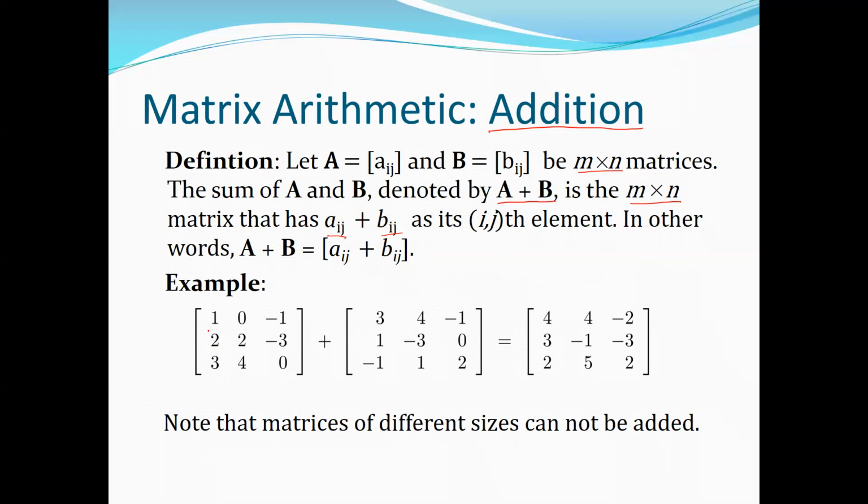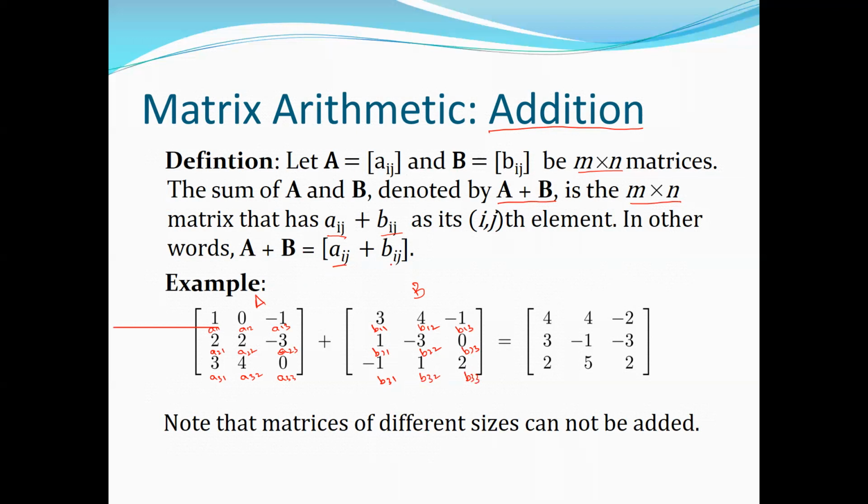This position is A11, this position is A12, this position is A13, this is A21, A22, A23, then A31, A32, and A33. Similarly, for example, this matrix is matrix A and this matrix is matrix B. The positions in this one will be B11, B12, B13, then B21, B22, B23, and B31, B32, and B33.